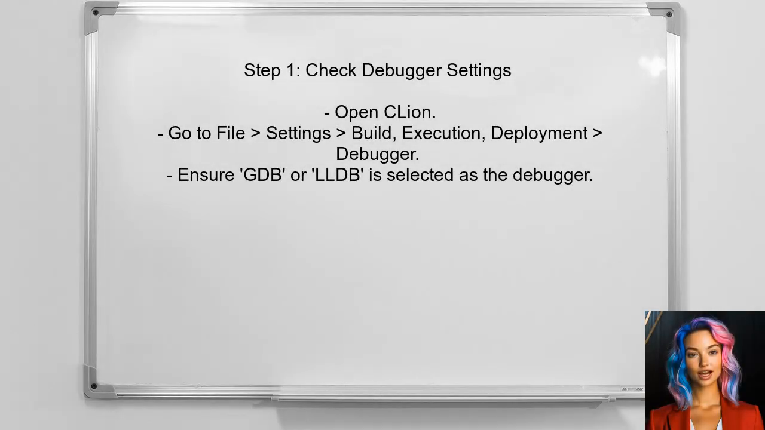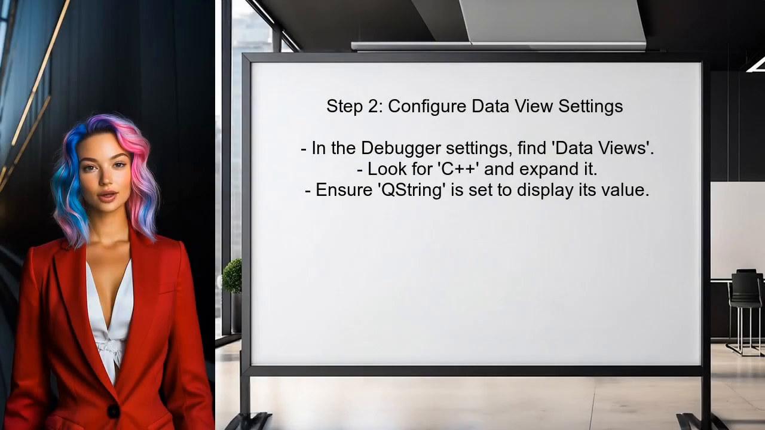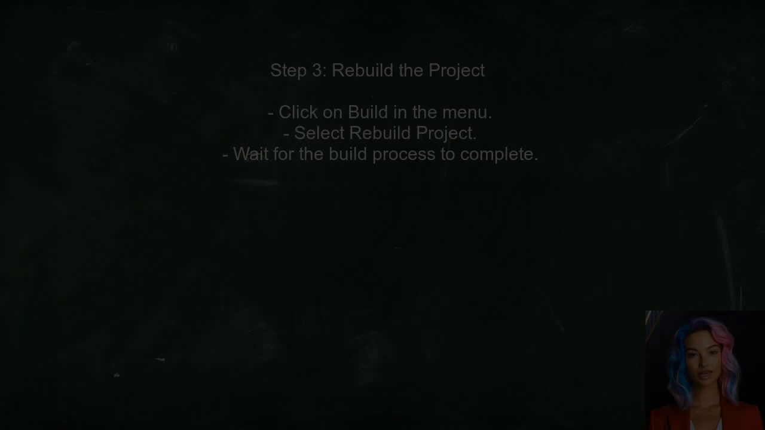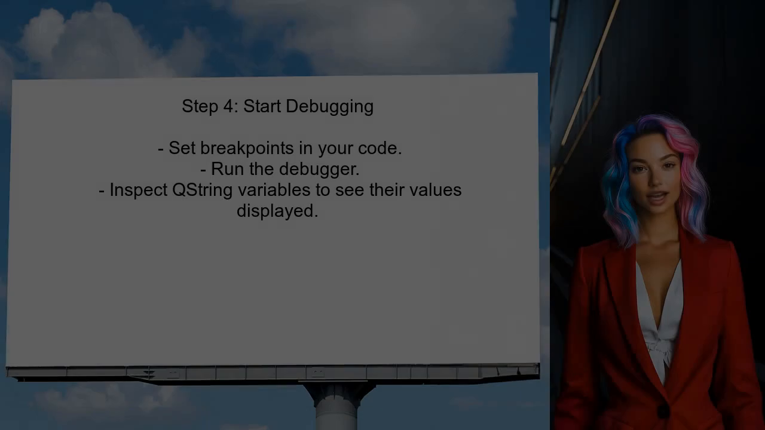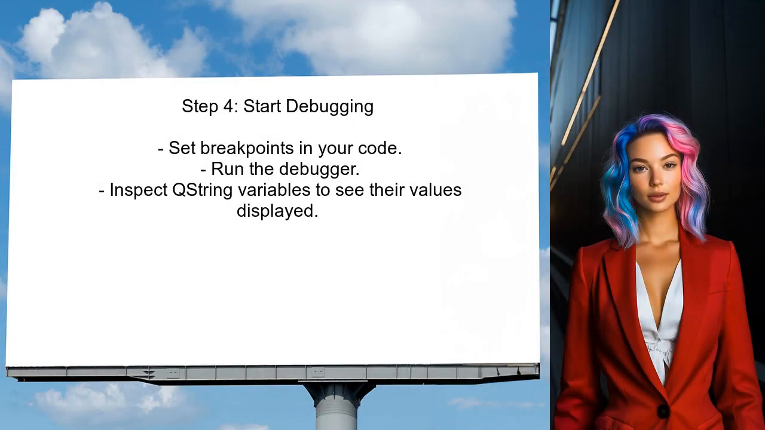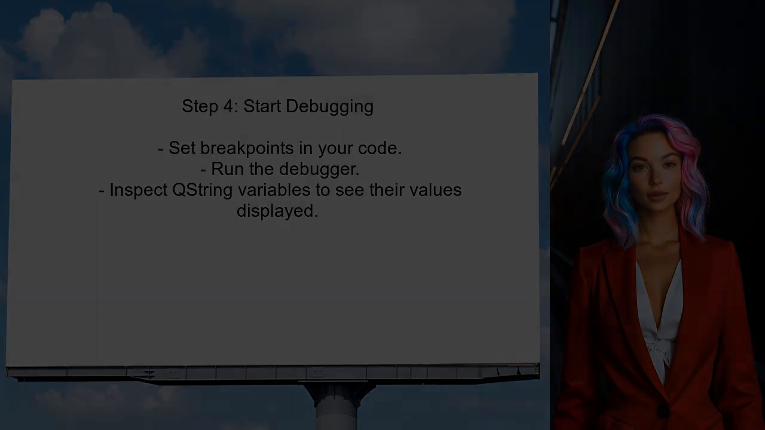To display QString values while debugging in CLion, the user should first ensure that they have the correct settings enabled in the IDE. Next, the user needs to configure the display settings for QString. This can be done by modifying the debugger's data view settings. After adjusting the settings, the user should rebuild their project to apply the changes. This ensures that the new configurations take effect. Finally, the user can start a debugging session. When they inspect a QString variable, it should now show the actual value inside it.